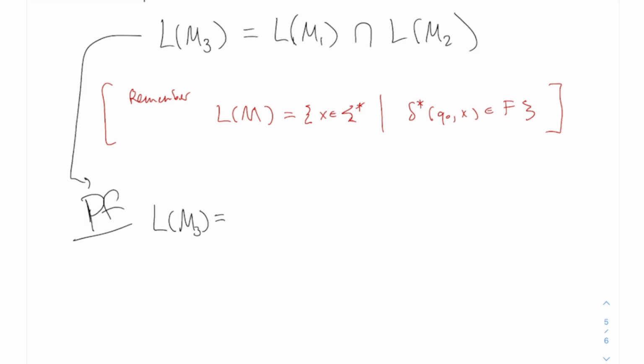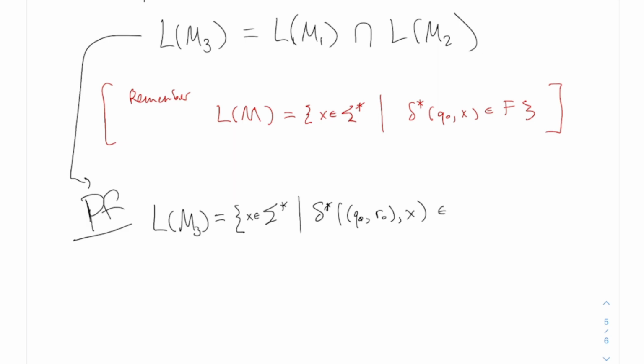M3 is what I see on the left-hand side. Okay, what is it? It is the set X in sigma star such that delta star, we call delta star, right? You can just say delta star of. Now, what you see in red there is Q0. That's the starting state. When I'm talking about M3, the starting state is actually Q0 comma R0. So that goes here, comma X. And I have to show this is in.